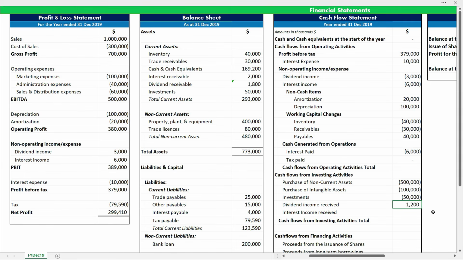Let us do the same thing in the interest received. So we have the opening interest receivable, whatever that is, plus the interest income, that is $6,000. That becomes my total receivable, and what is not received is whichever is falling in the closing balance here in the interest receivable. So I have received $4,000 here, and with that we are ready to calculate our sum of investing activities, and here you go. Now this is the total of investing activities.